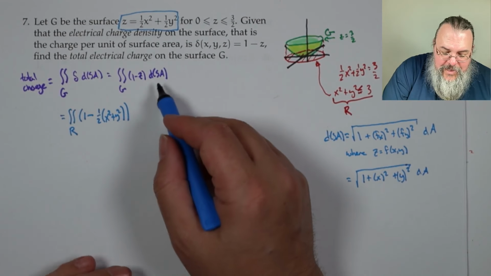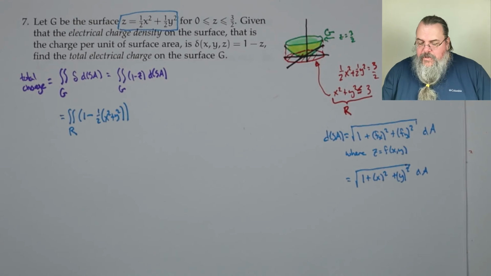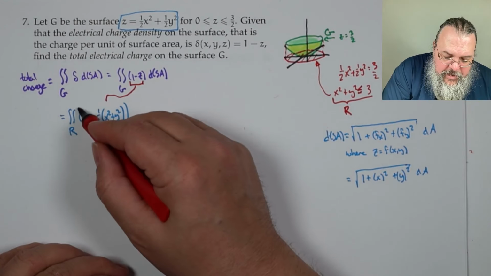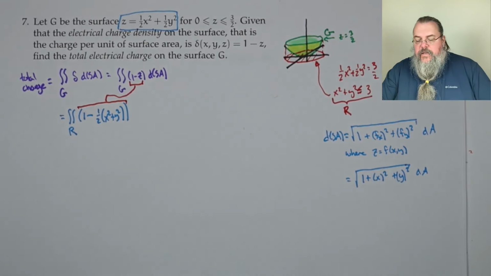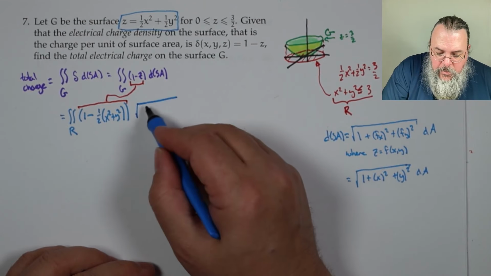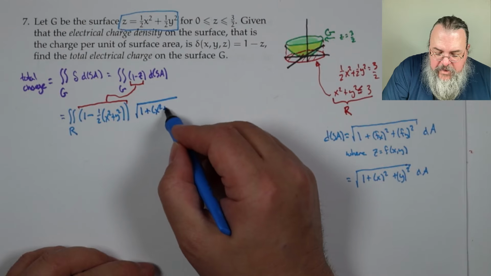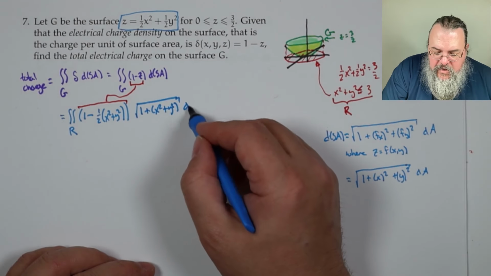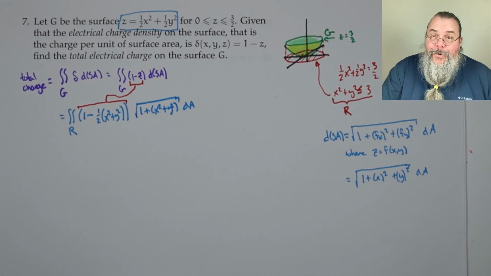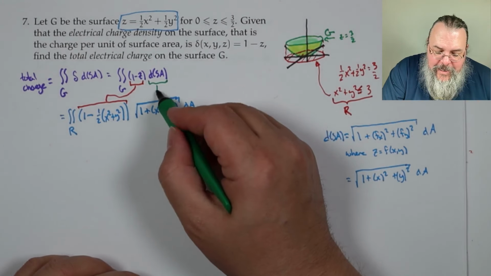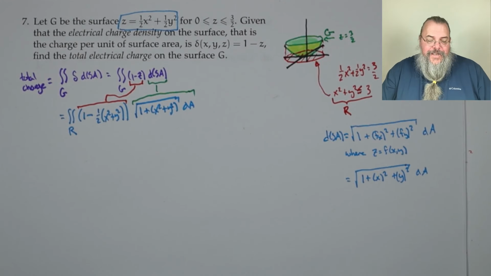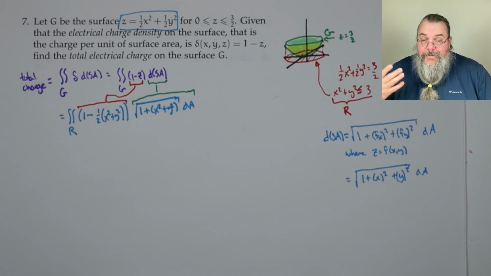So the dS part, right? Let's be clear what maps to what. This 1 minus z maps to here. And then the dS is going to be the square root of 1 plus x squared plus y squared dA. Again, just to emphasize what's mapping to what, the dS becomes that piece. Okay, good. Now, we've got to integrate this.